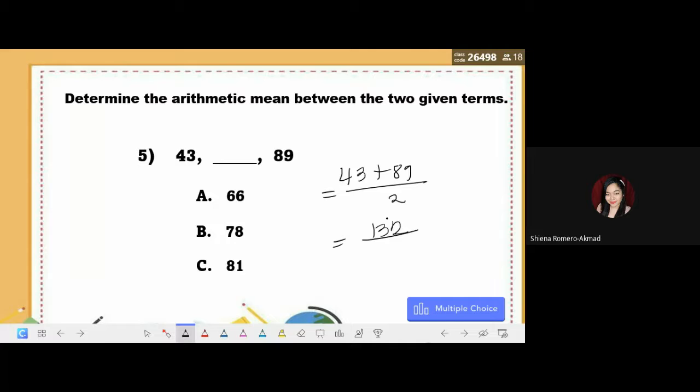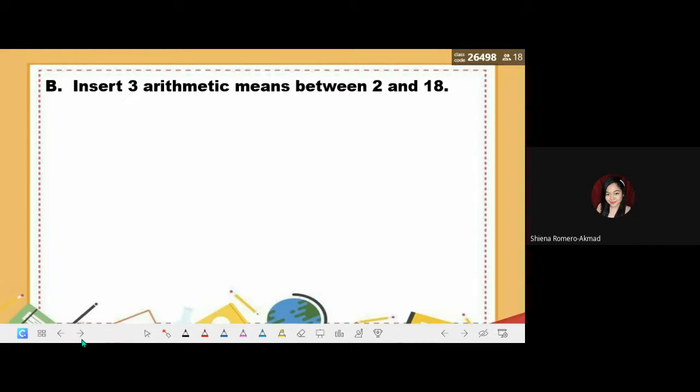Okay, so that's 120, 130, 132 divided by 2. 66, okay, correct. So that is letter B. So, alam niyo na how to get the arithmetic mean. Pero yan ay kapag isa pa lang ang hinahanap. And nasa middle siya, of course. Kasi nga, arithmetic mean ng dalawang terms.